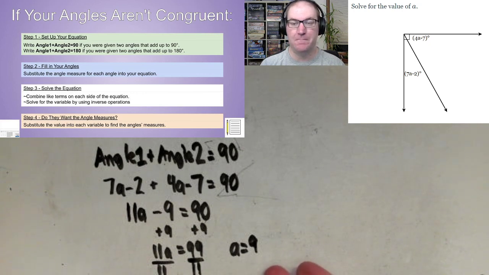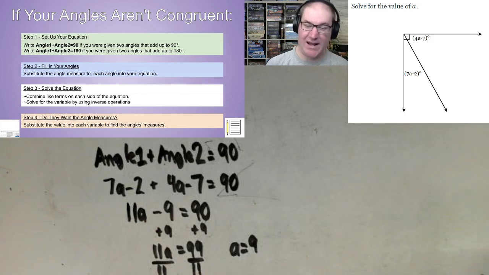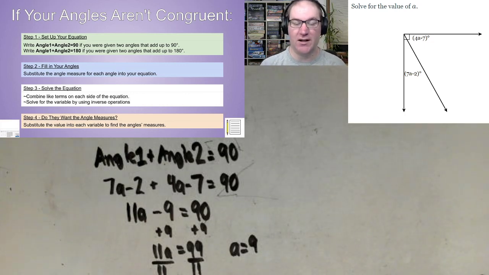A is 9. Sometimes these problems will say instead, find the measure of each angle. Now this one doesn't say that, but I'm going to show you how to do it anyway. So sometimes it's going to ask you to find the measure of each angle, and that's what step 4 on this purple graphic says. Do they want the angle measures? This one didn't ask for it, but I'm going to show you anyway.